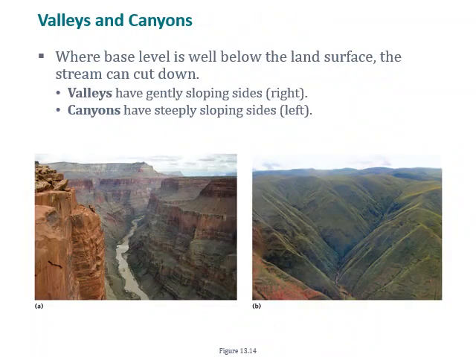Differences in stream gradient allow streams to erode and form valleys and canyons. Where base level is well below the land surface, the stream can cut down. Valleys have gently sloping sides, which is expressed in the picture on the right. This is relatively speaking. And canyons have steeply sloping sides, generally vertical walls, on the left.